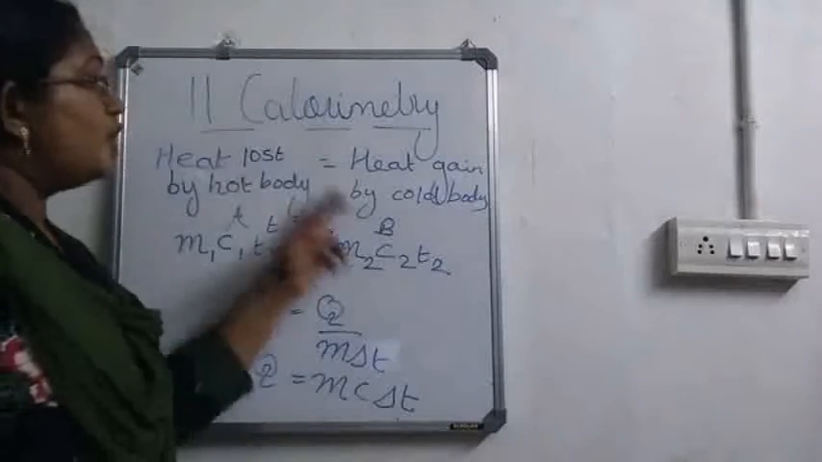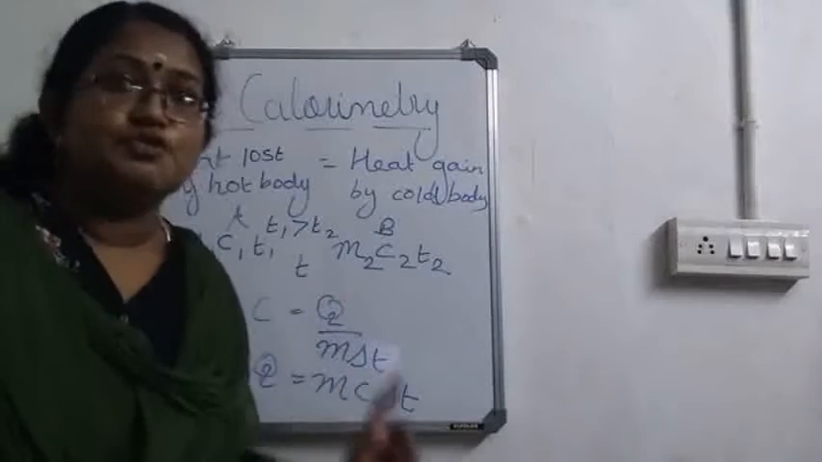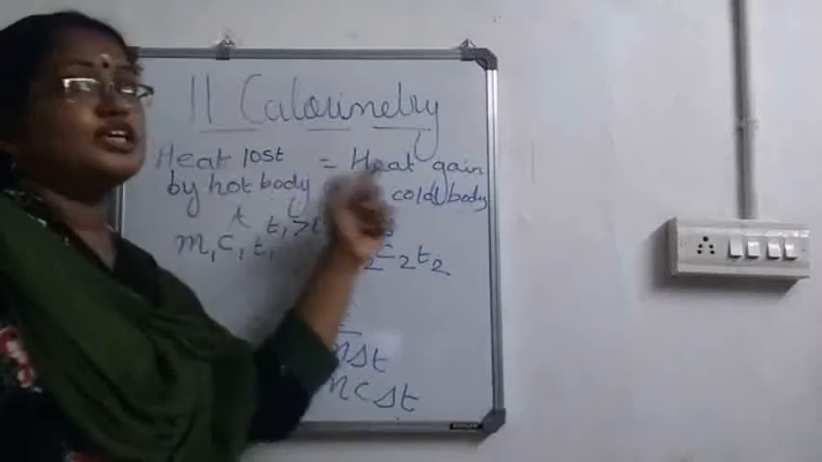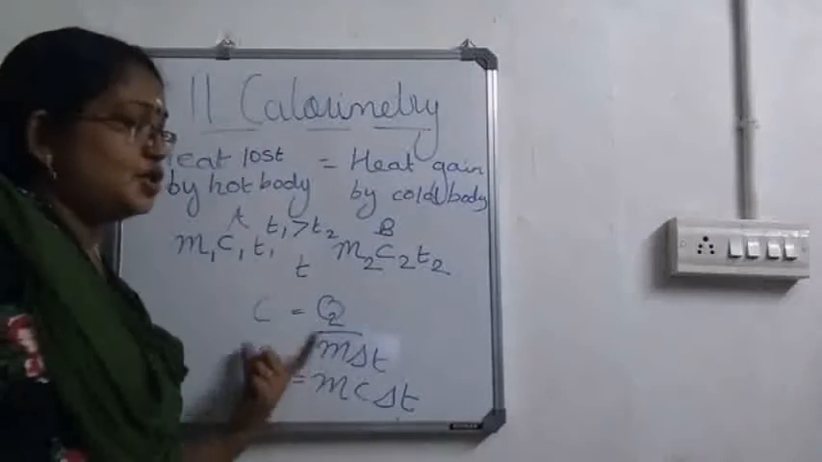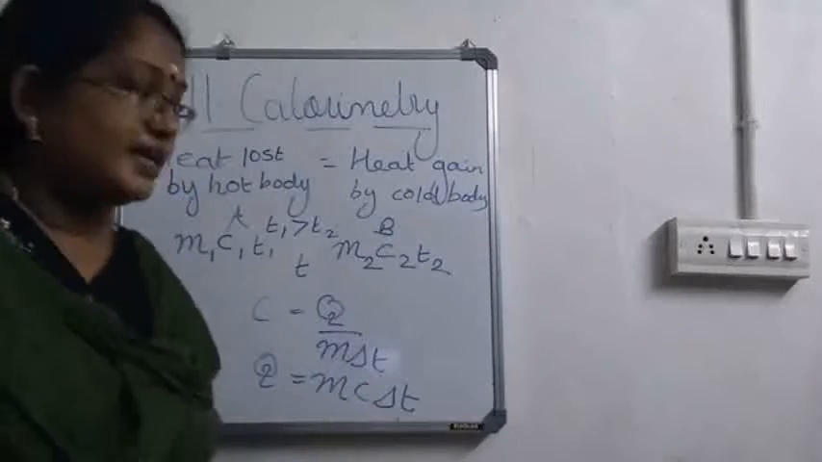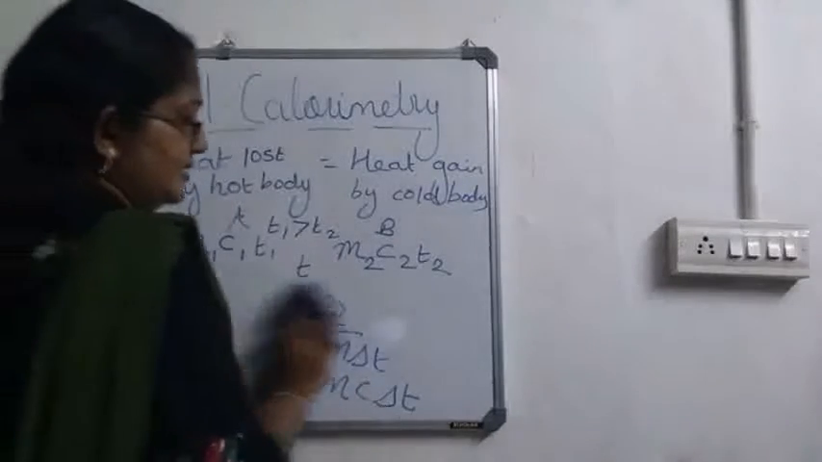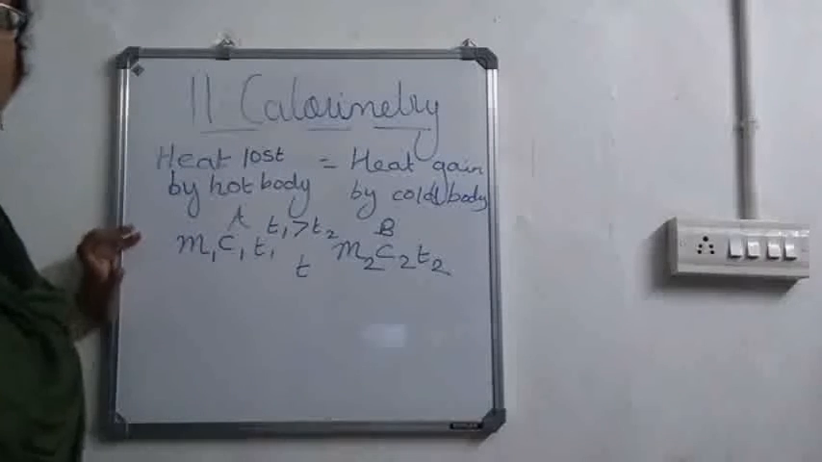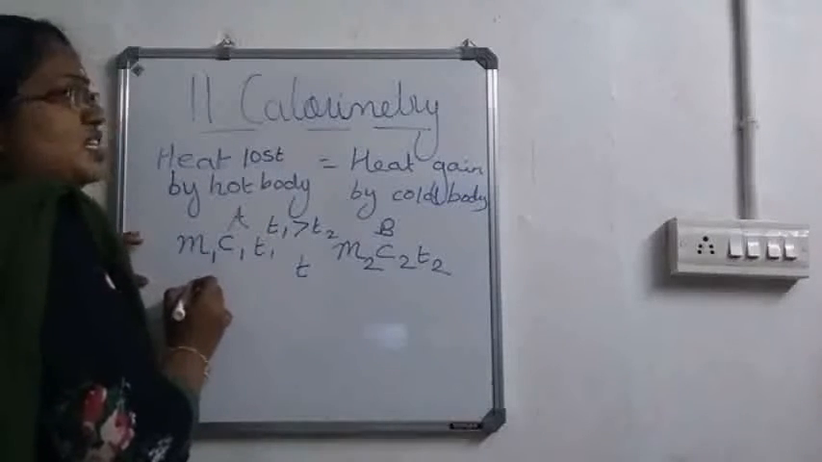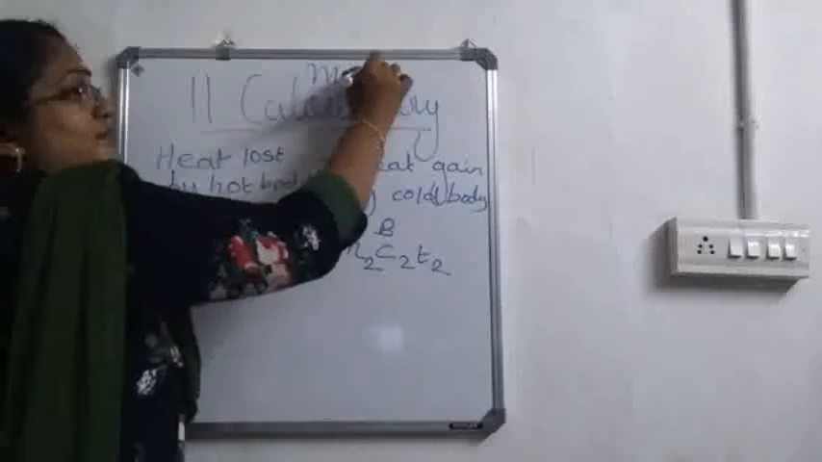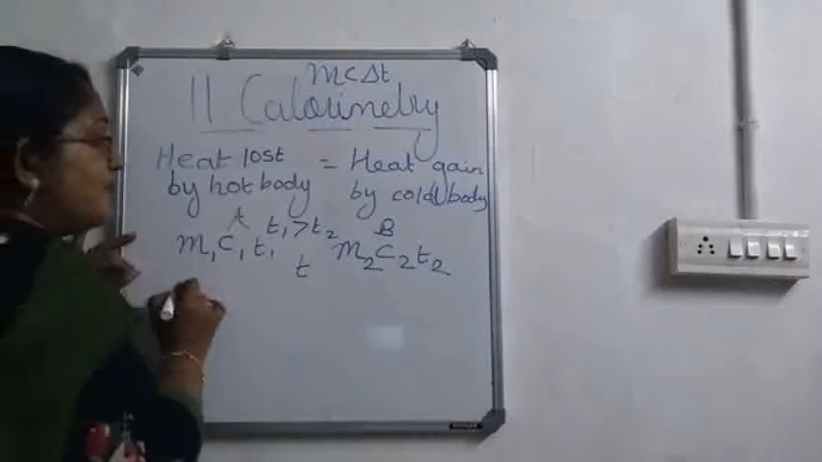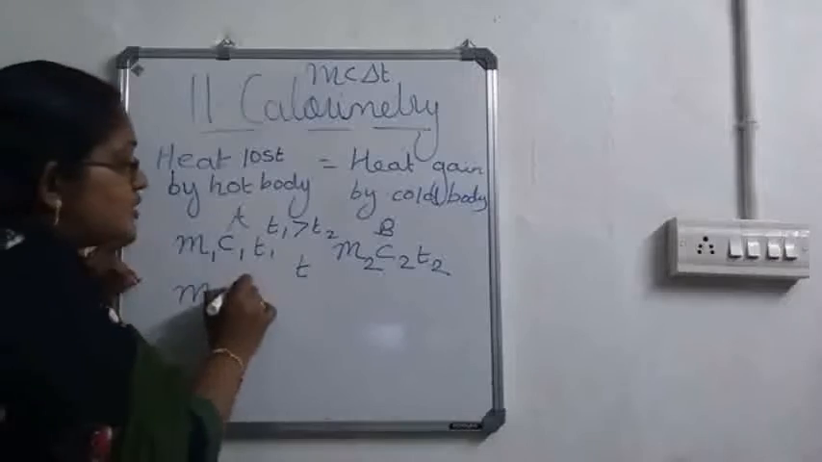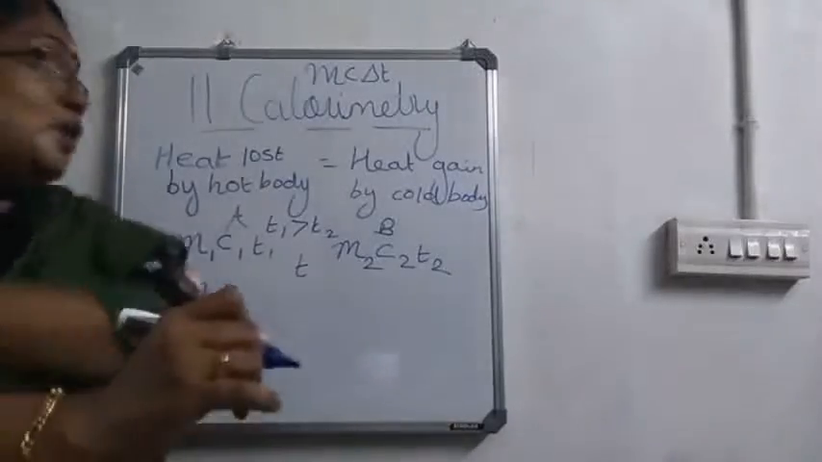Okay. So we are going to write the mathematical expression for principle of calorimetry. Here it is heat loss is equal to heat gain. So the actual or the standard equation for heat is MC delta T. So first one is heat loss by the hot body. Our equation, standard equation is, I told you, it is MC delta T. So what is the mass of the first body, that is hot body? M1. What is the specific heat capacity of the hot body? C1.